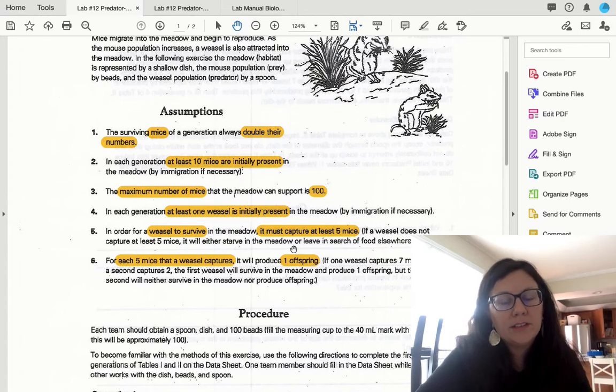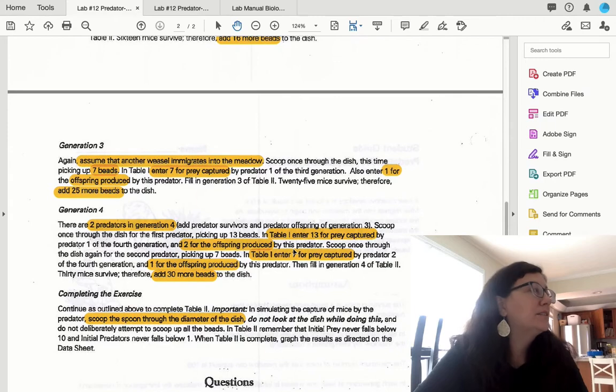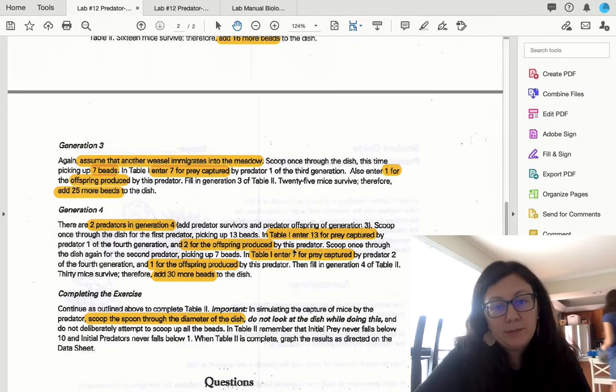I'm going to go over this in just a moment. Yes, can you save me some? Sorry, it's my children.